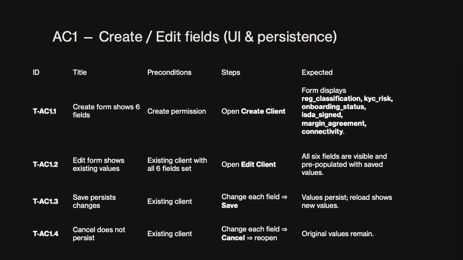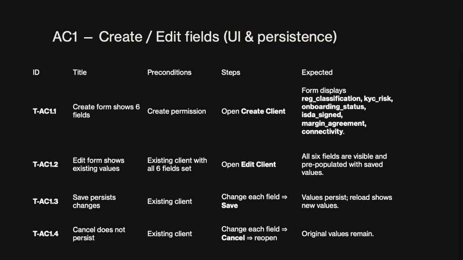So this slide here is all about AC1, acceptance criteria 1, creating and editing fields. We're not testing the rules yet. We're just testing the UI and the persistence contract for the 6 attributes. So test AC 1.1, we're going to create a form that shows 6 fields. And when I open Create Client, I expect to see exactly these 6 fields: reg classification, KYC risk, onboarding status, ISTA signed, margin agreement, connectivity. This proves AC1 on the create path and catches mapping/visibility issues right up front.